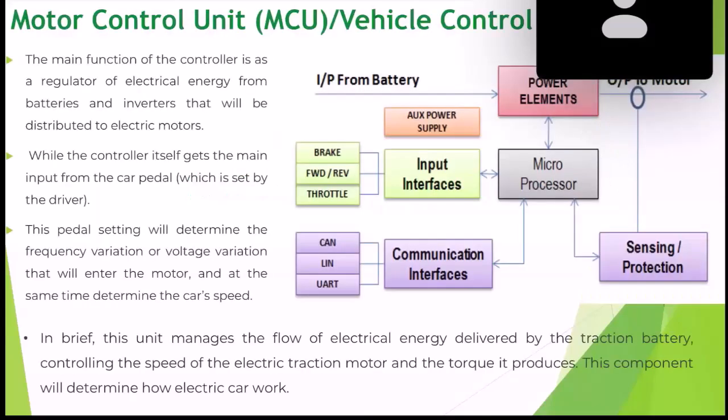The second component in the powertrain system is the motor control unit. In some cases it is also called the vehicle control unit, rather than specifically the motor control unit. More importantly, this motor control unit has a number of inputs from the driver, from the vehicle, from other systems, and from the environment. Based on those inputs, it finally provides the output for effective operation.